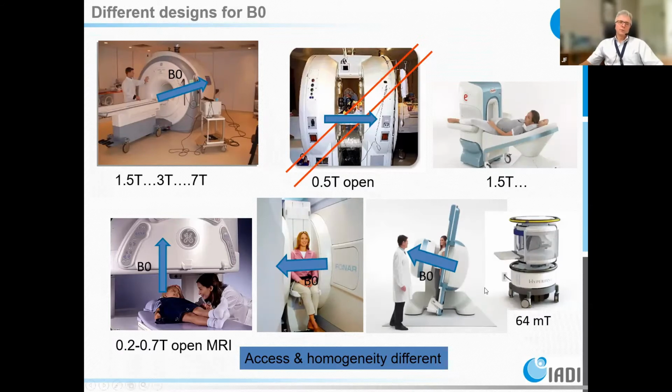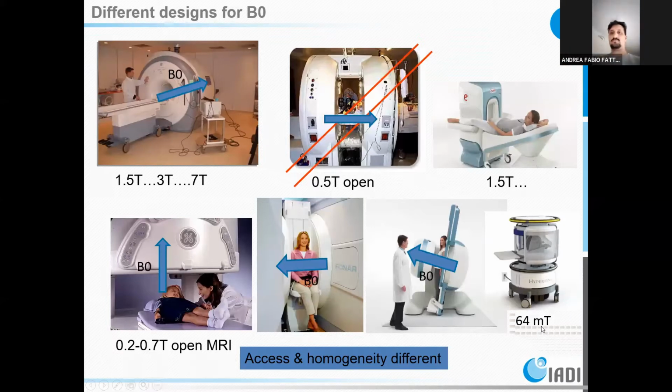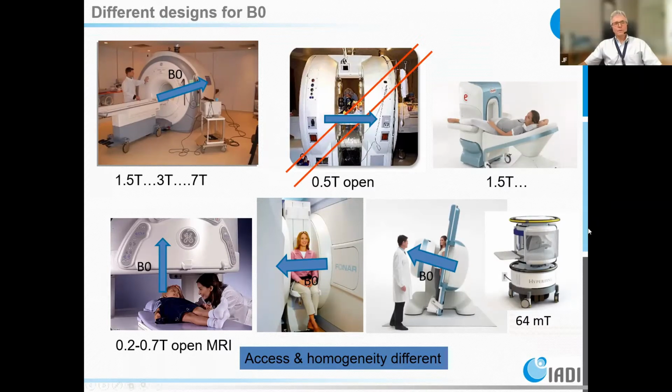The new system is, this is very funny, 64 millitesla. And the idea here is you can plug this in a normal plug, just to have a resistive system, and you can go into a room in the hospital and just do an MRI, but this is only for the head here.